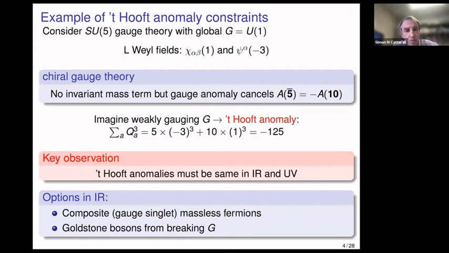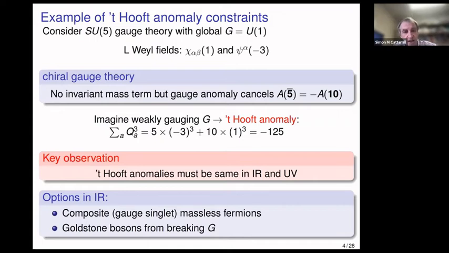So what I mean by a 't Hooft anomaly is I imagine now weakly gauging this global G symmetry, all right? So I know how to compute the anomaly for that global symmetry if I was to gauge it, and I would just sum up the cubes of the charges. So in this case, I have a 5 bar with charge -3. So I have 5 times (-3) cubed. And then I have 10 fields transforming with charge 1. So that gives me a 10 times 1. So that comes up to -125. So if I was to gauge the U(1) symmetry, this is basically the anomaly coefficient that I could compute in the UV, all right?